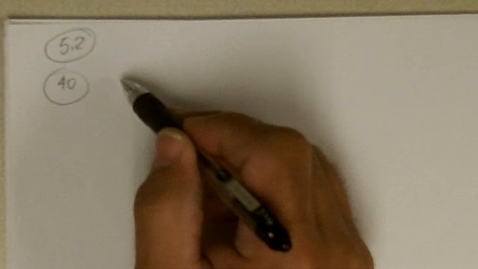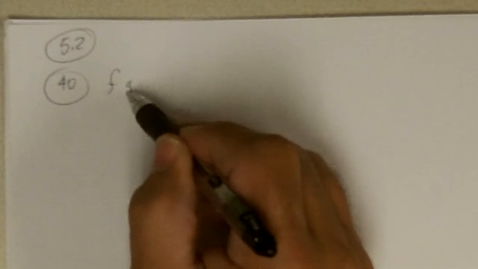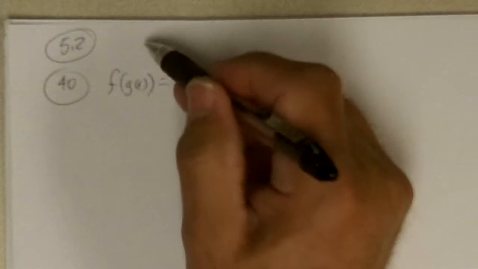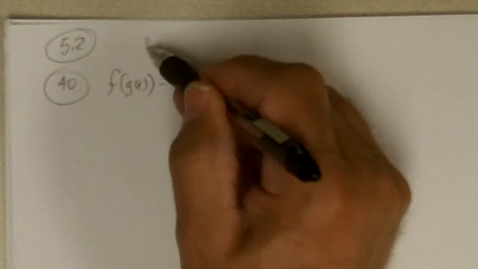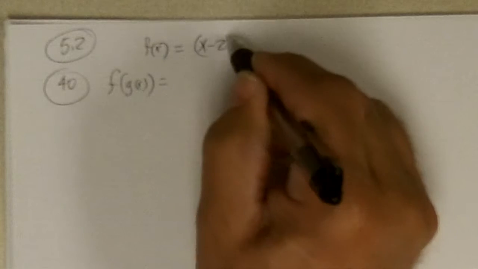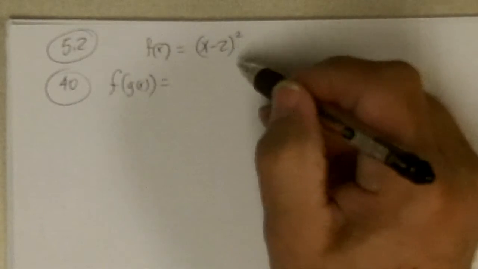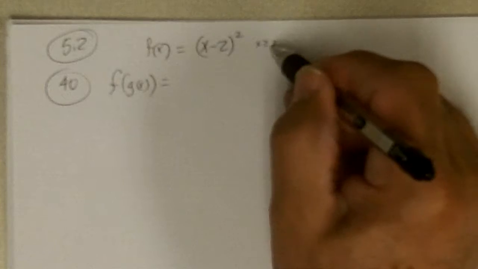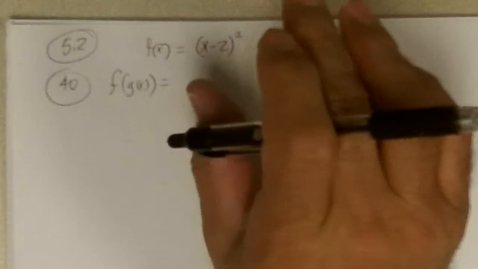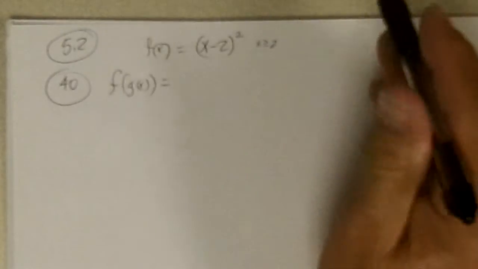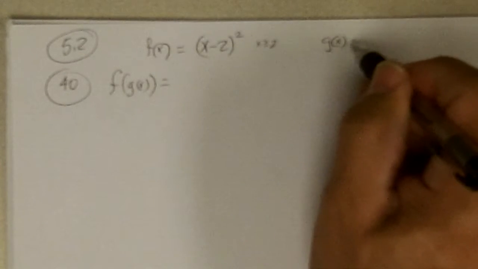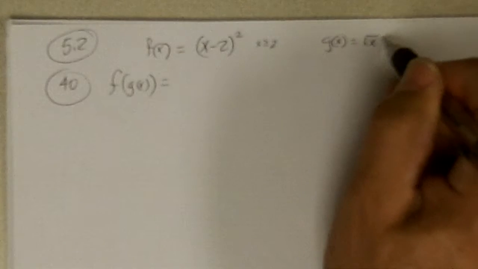So we're going to do f of g of x. And f of x on number 40 is (x minus 2) quantity squared, and it says x has got to be greater than or equal to 2, so we're only using half the parabola. This is a parabola that's moved right 2, and we're only using the right half of it. And then we've got a square root function here, g of x equals the square root of x plus 2.